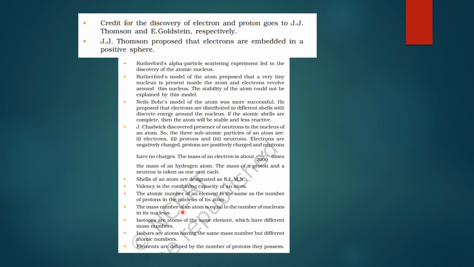Correct. Mass number of atom क्या होता है? It's equal to the number of nucleons in the nucleus. ठीक है. Isotopes are the atoms of the same element which have different mass numbers. Isobars are atoms having same mass number but different atomic numbers, right? And elements are defined by the number of protons they possess, right?